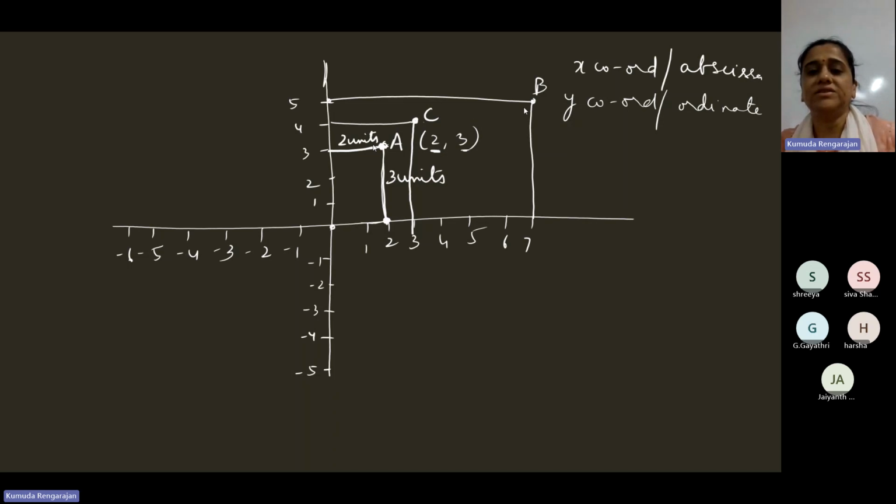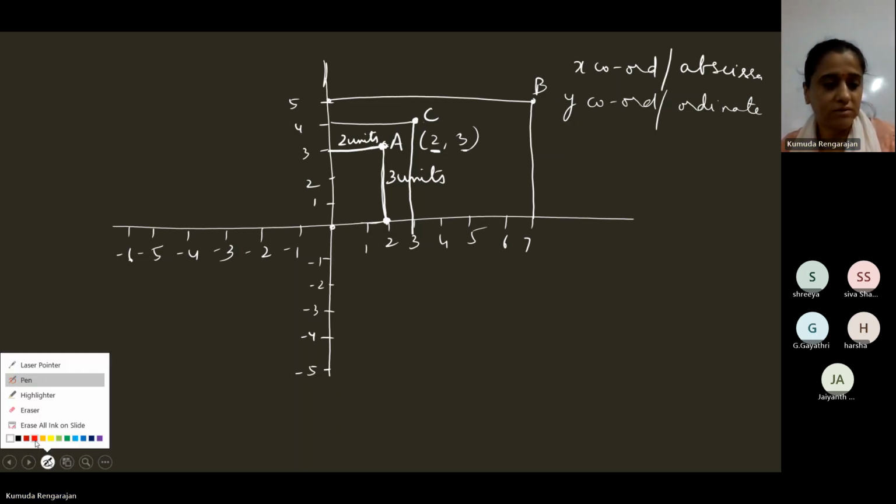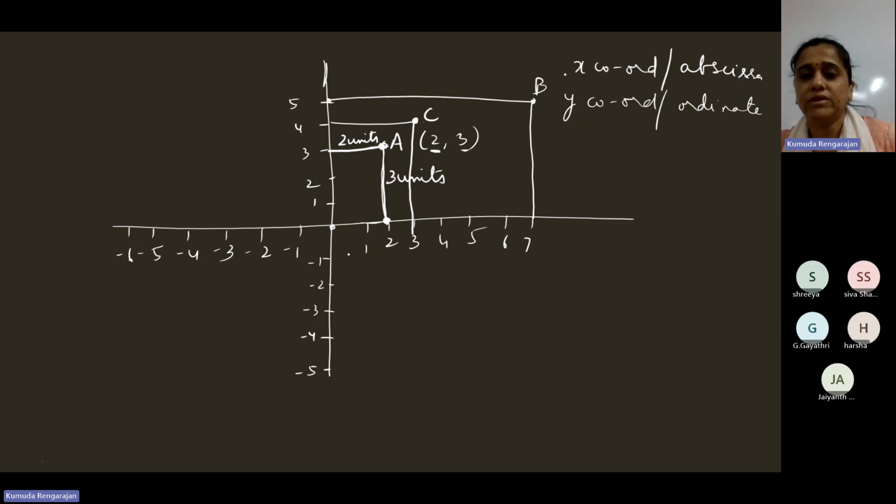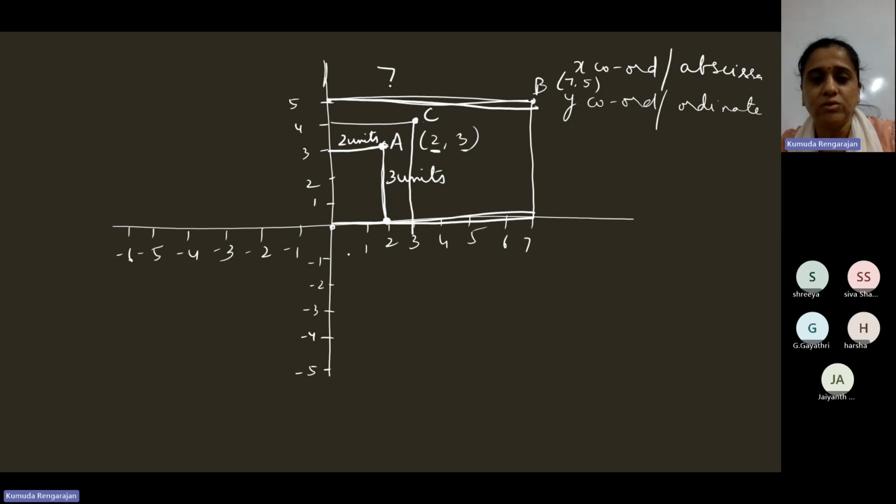Yeah, children. So what's the address of the point B? 7, 5. Now, which is 7 units? This one, right? Because this is 7. So this is 7 units. And this is 5, so this is 5 units. It's a rectangle, right? Opposite sides are equal. So this is 5, which means this is 5 units.